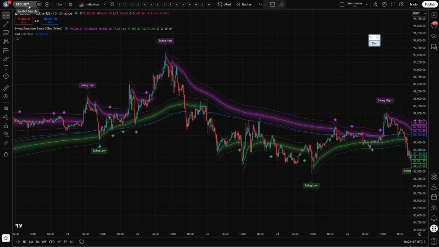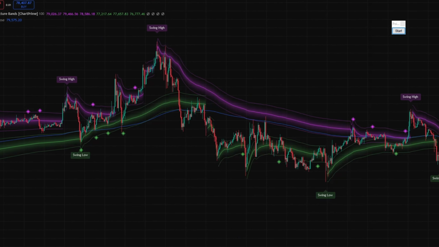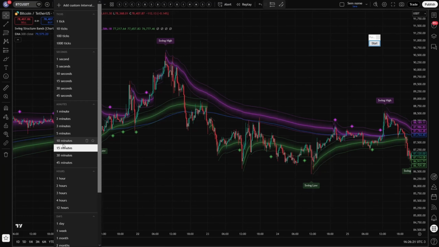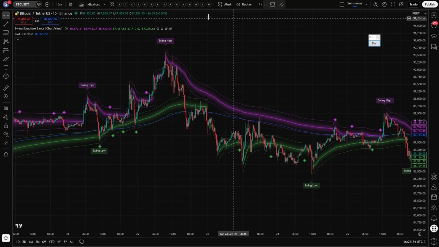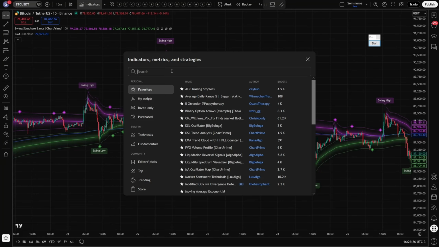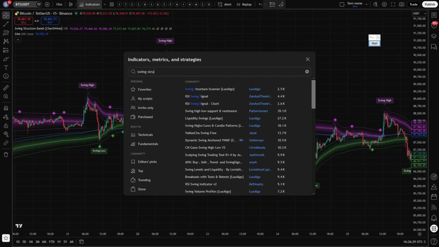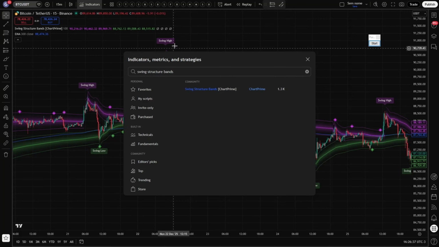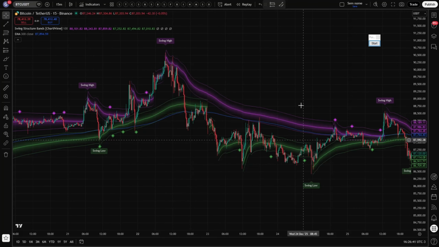Alright, first things first, we're here on the BTC/USDT chart, which is the crypto Bitcoin, but you can use it in any market, Forex, stocks, cryptos, whatever you prefer. I'm on the 15-minute chart. It will also work on any time frame. Head over to the indicators section and search specifically for the swing structure bands indicator, and it'll appear right here for you. This Chart Prime option, just click on it and it will plot directly onto your chart, just as you can see it on mine here.